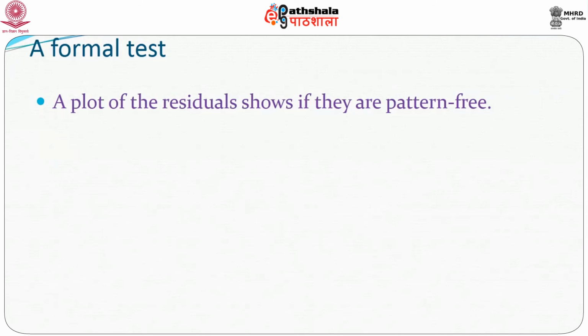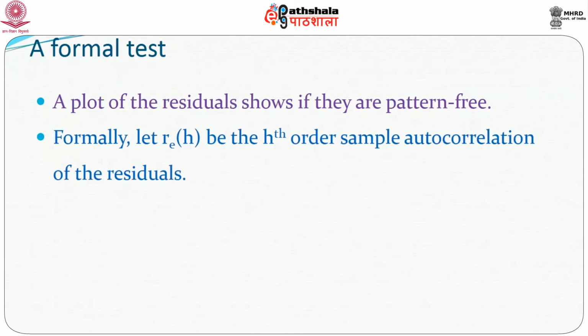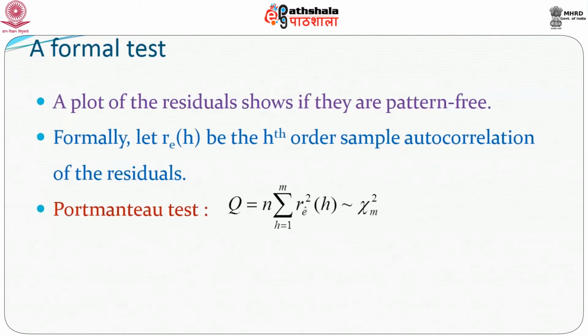Now, very often a plot does not give us a very good idea, or we are not able to read the plot correctly. For this, let r_e(h) be the hth order sample autocorrelation of the residuals. So what we do is treat the residuals as a given series and compute the autocorrelations from these residuals, and r_e(h) is the hth lag autocorrelation.